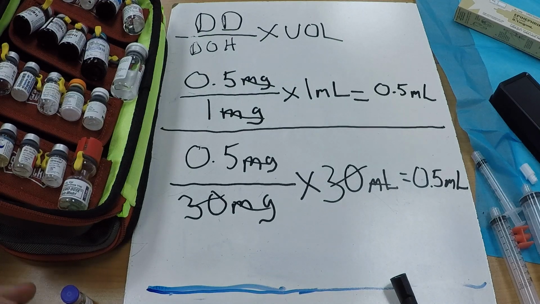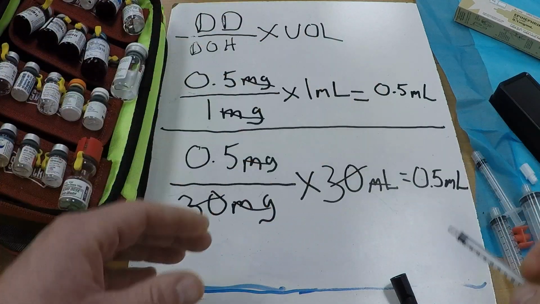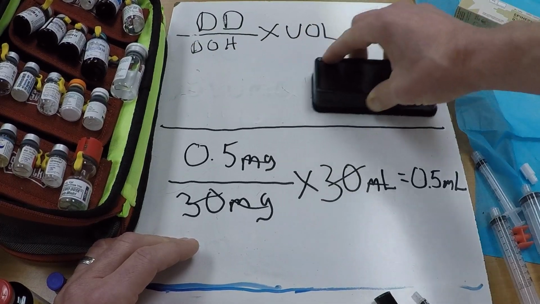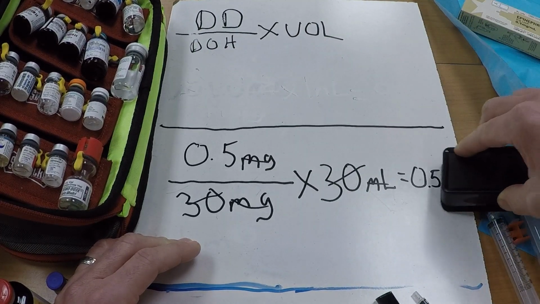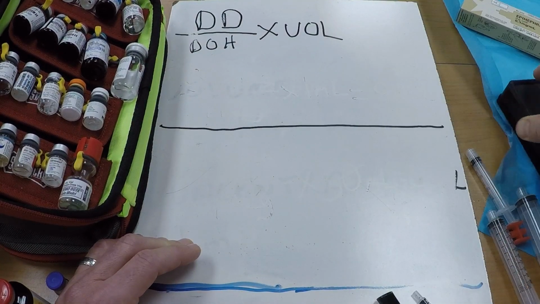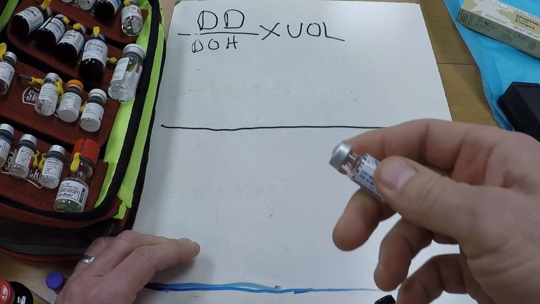Okay, so let's do another one. We've given our epinephrine for anaphylaxis, and the next thing we're going to do is give diphenhydramine or Benadryl.